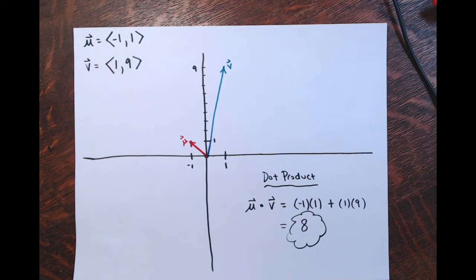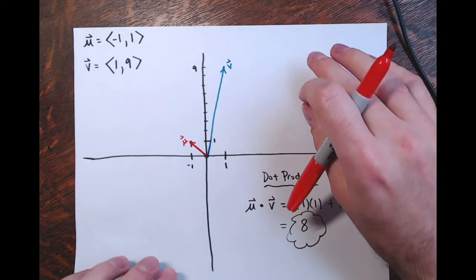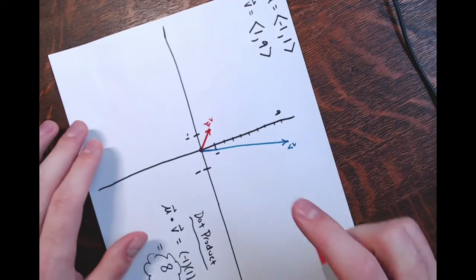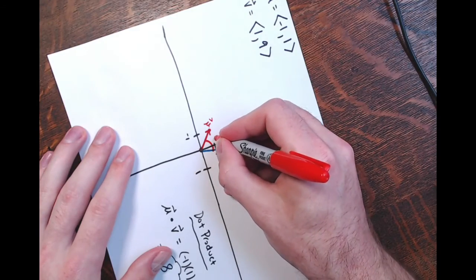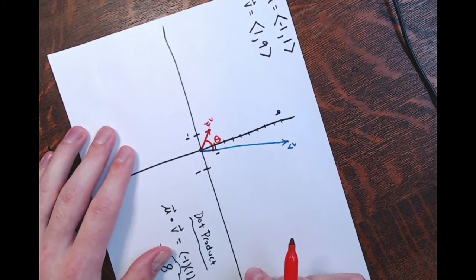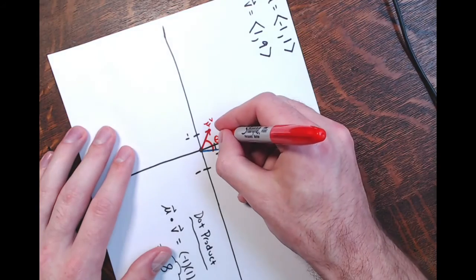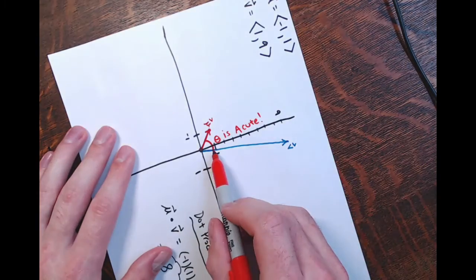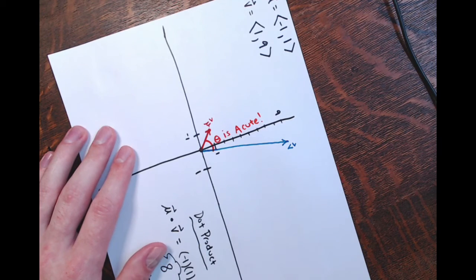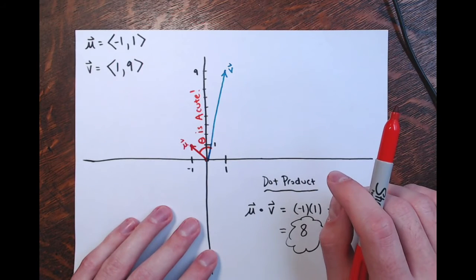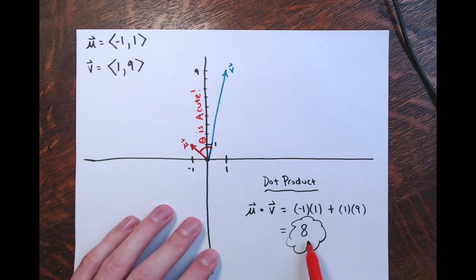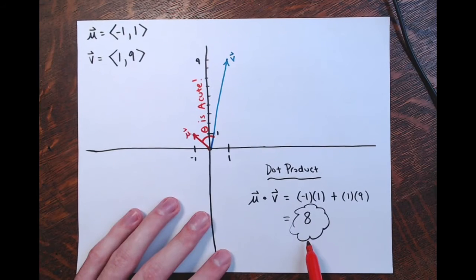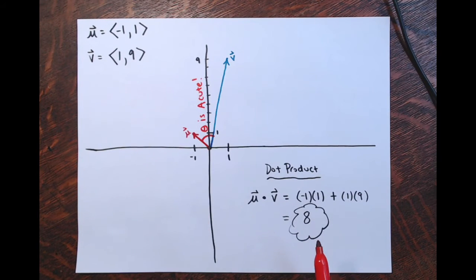Now, what I want to point out is the angle between the vectors. If you look at it this way, look at this angle here. I'll call it theta. Can you see how this is an acute angle? The angle between these vectors is definitely less than 90 degrees, is it not? Well, that's something the dot product is going to be able to help you determine.